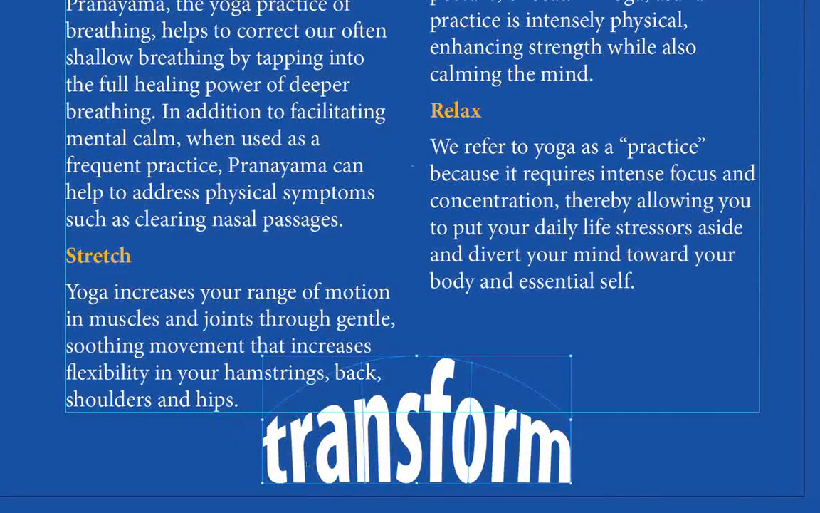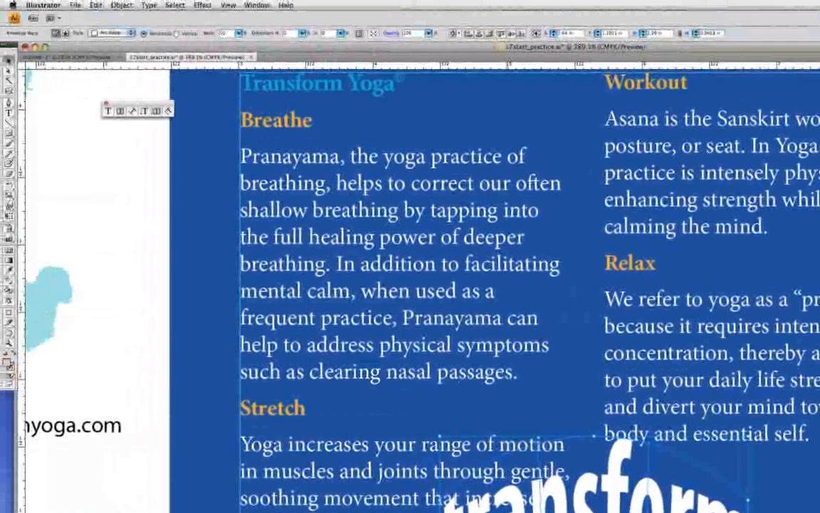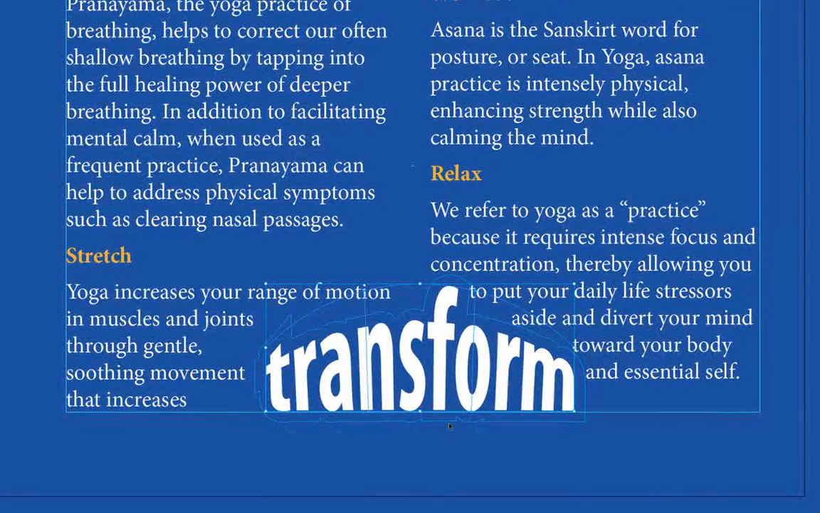And now with the black arrow, I'm going to move the word transform up here to actually sit on top of the type in the two columns. And what I'd like to do next is force the type in the two columns to wrap around the shape of the word transform. It's called a text wrap or a runaround. So I'm going to go up to the Object menu and choose text wrap, and we're going to say make.